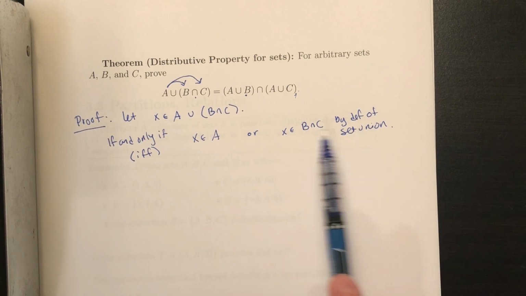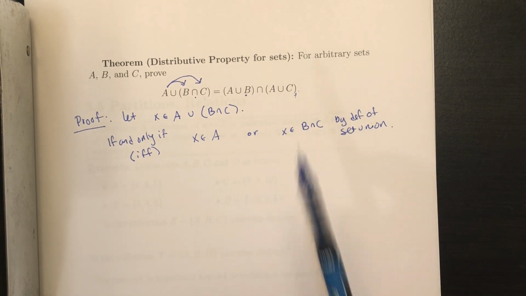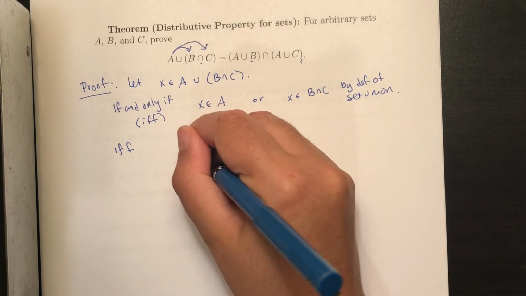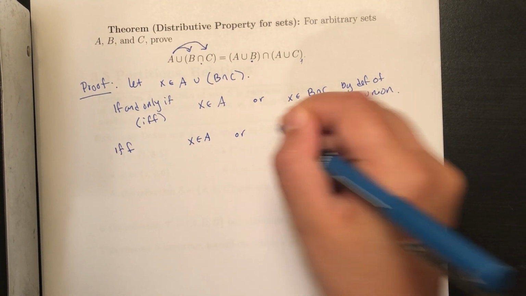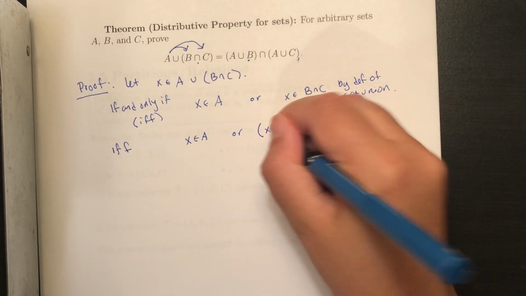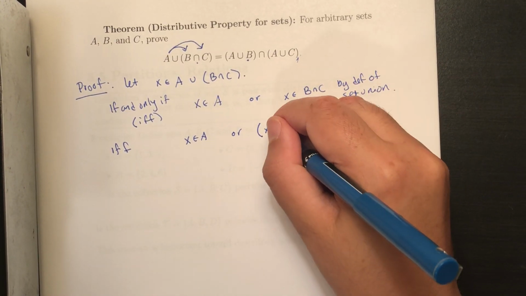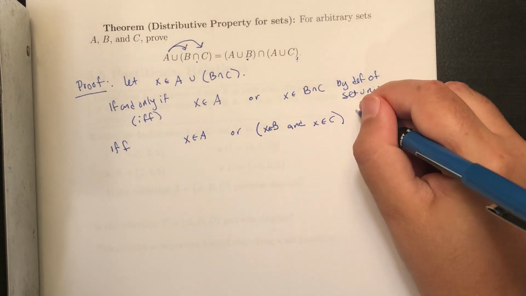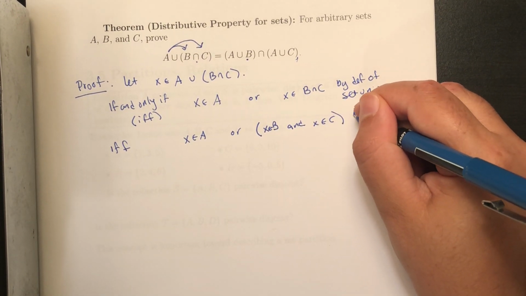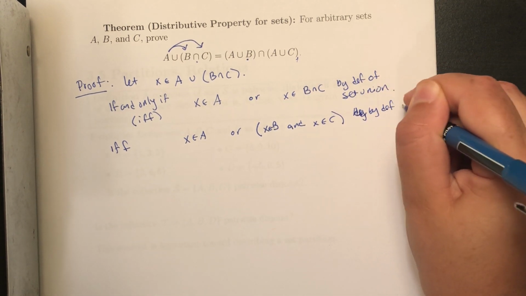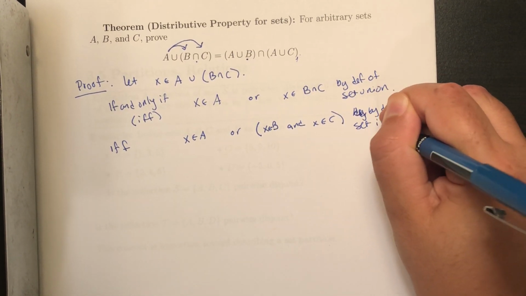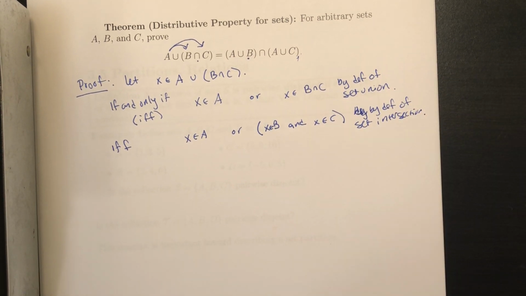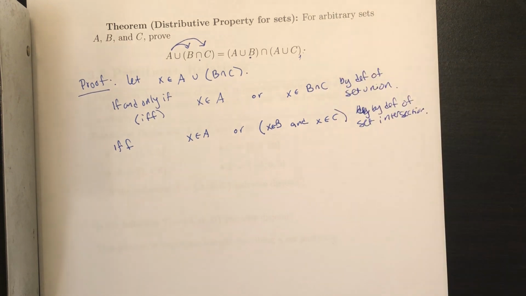And now, using the definition of intersection, I can unpack this second statement as well. So this is if and only if X is an element of A, or, let me put it in parentheses, X is an element of B, and X is an element of C. This is by definition of set intersection. All right, now I've got to try and unpack it into something like this.